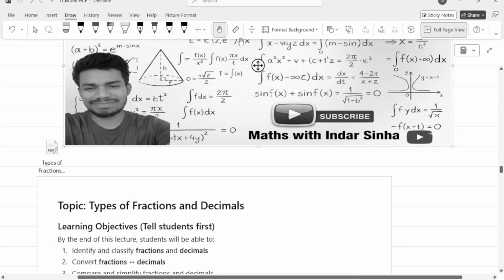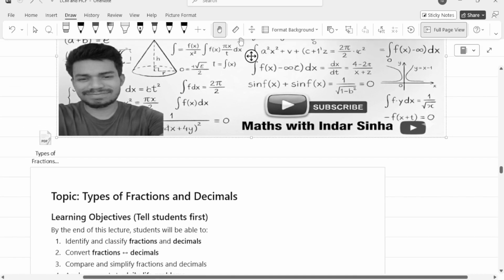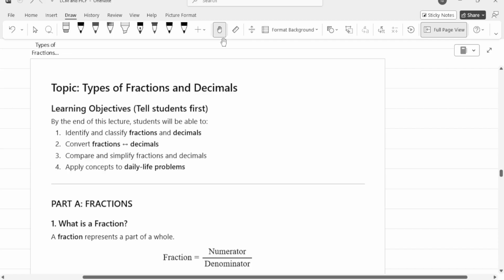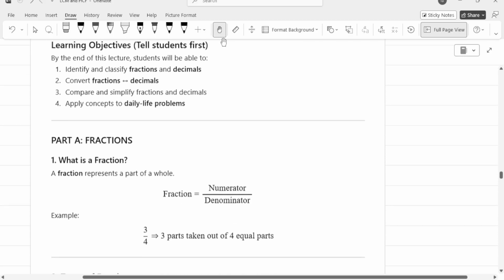Now today's topic is types of fraction and decimal. Now let's get started. Here's the portion we start to discuss: fraction and decimal, how to convert a fraction and decimal, compare and simplify fraction and decimal, and apply the concept in daily life.